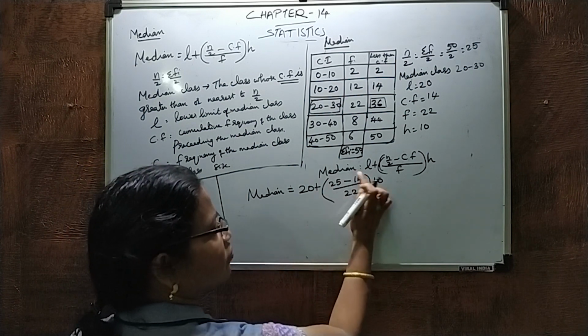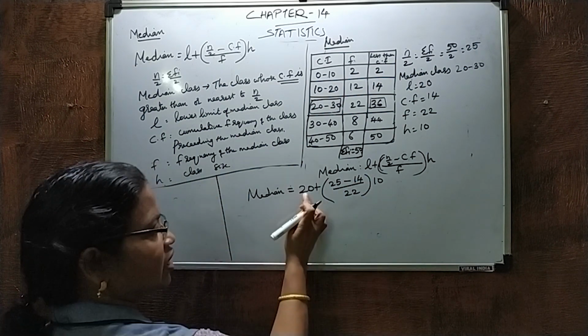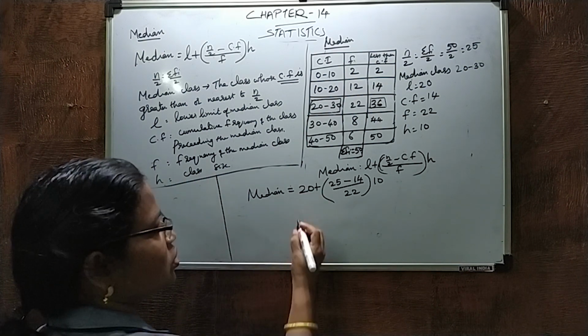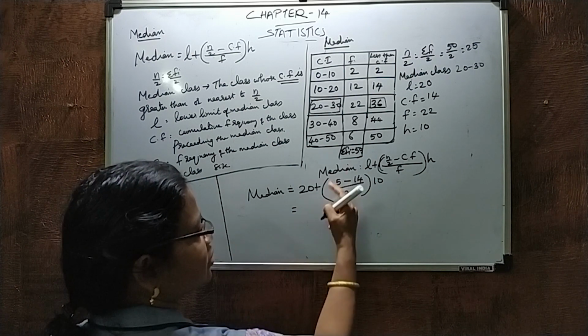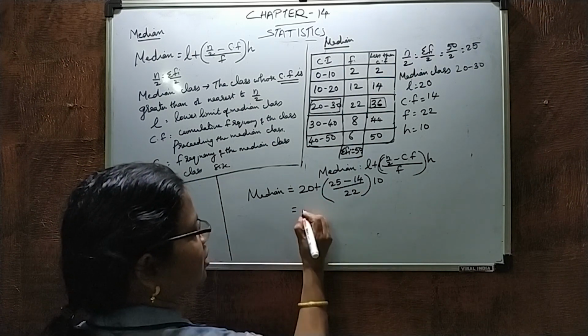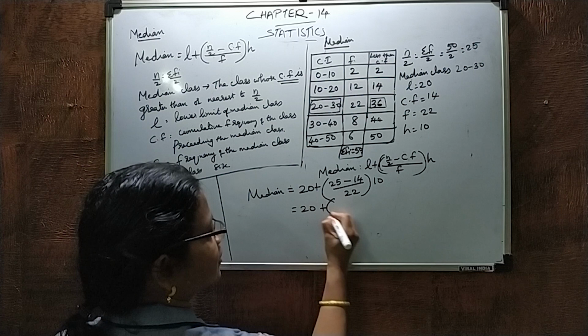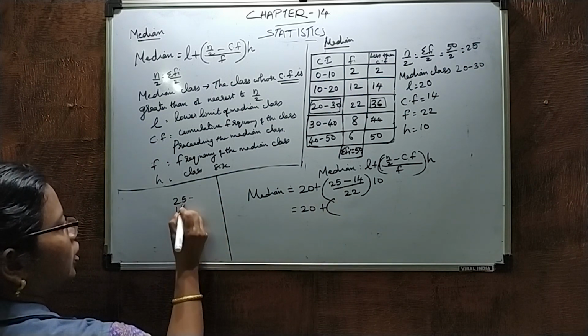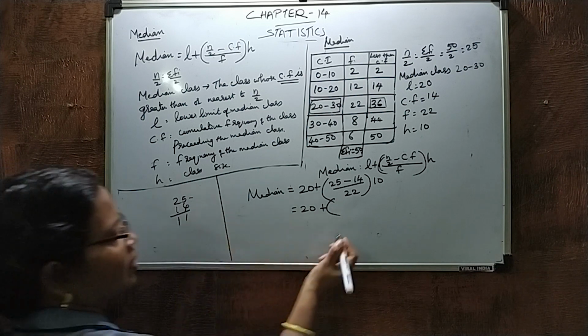This is together one family with this 10. And here this one is another family. They alone, this 20 is there. So first you just finish the calculation of this bracket. So 20 plus 25 minus 14, you'll get the answer 11.